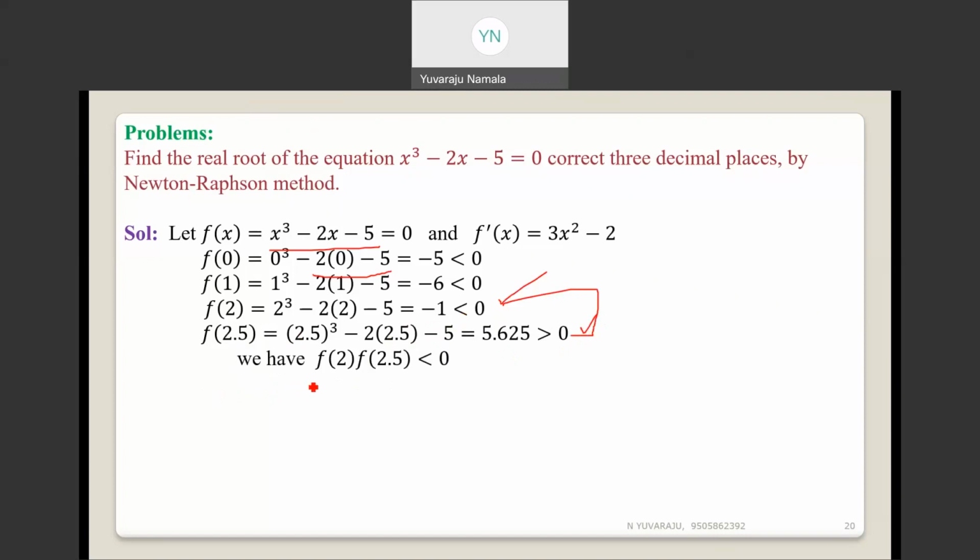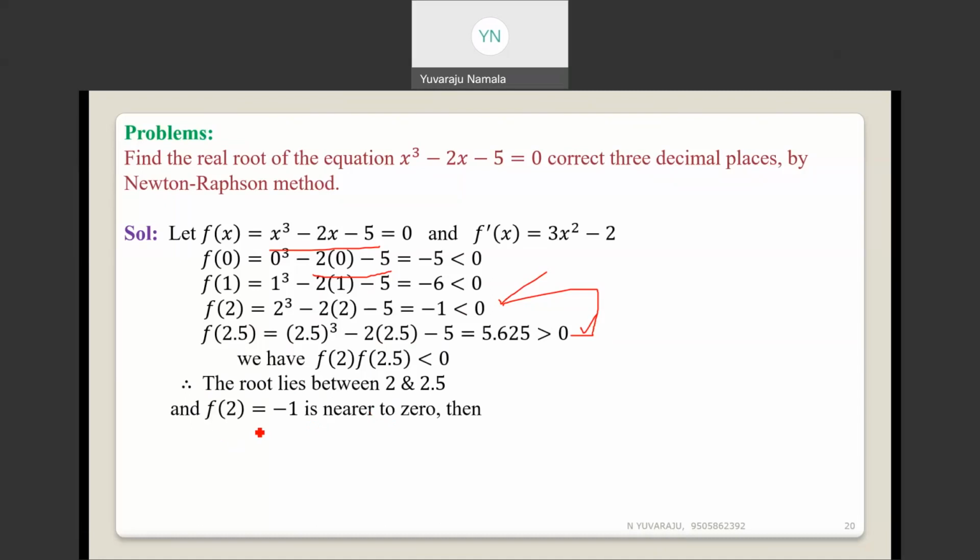So that is, the product of f of 2 and f of 2.5 is less than 0. Then the root lies between 2 and 2.5. Now a is equal to 2, b is equal to 2.5. And now finding the initial value.